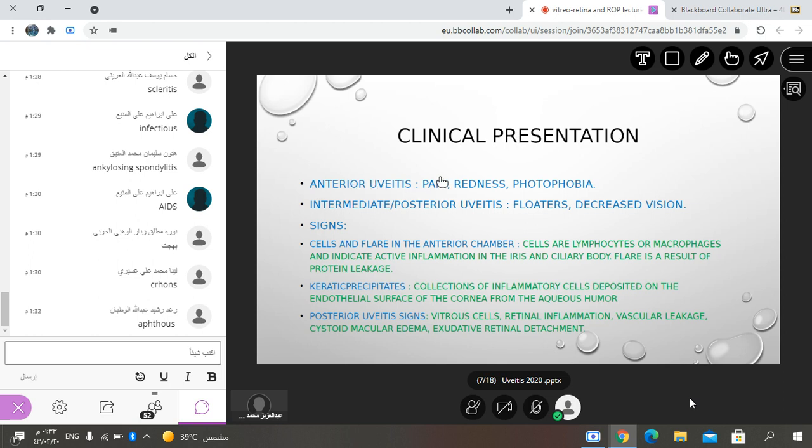For anterior uveitis, the patient will have pain, redness, and photophobia. If it is intermediate, the patient will have floaters and decreased vision only. Intermediate or posterior have the same presentation. In anterior uveitis, the signs are cells and flare in the anterior chamber. The aqueous fluid wouldn't be clear; it would be turbid. What are these cells? The cells are lymphocytes or macrophages and indicate active inflammation in the iris and ciliary body. Flare is a result of protein leakage.